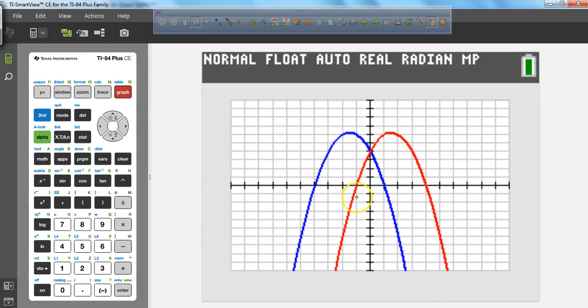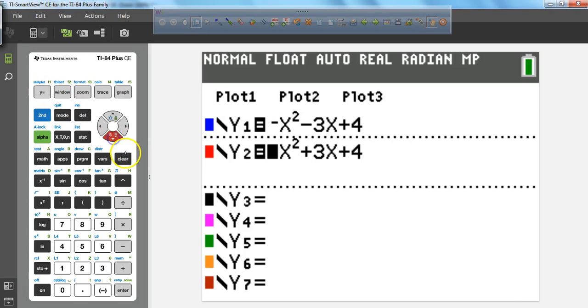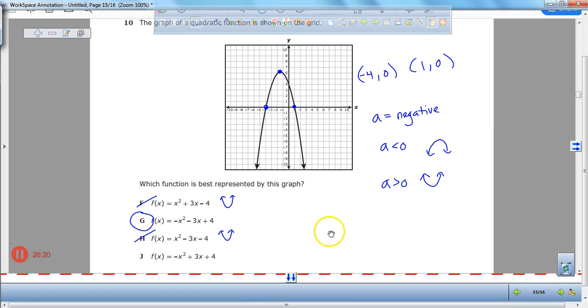Okay, well we can clearly see that this is at -1 and +4. So that's definitely not the graph that we're looking for. So the answer is definitely -x squared minus 3x plus 4. The answer is G. I'm going to go ahead and stop right now.